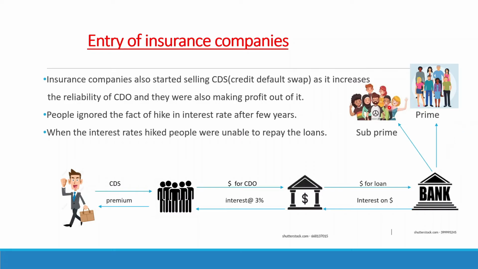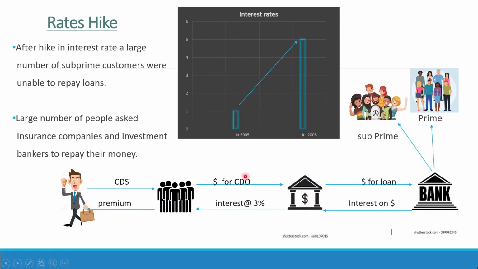This was simple, as the loans were provided to subprime customers also, so the people were unable to repay the loan. So moving ahead, rates hike. After the hike in interest rate, a large number of subprime customers were unable to repay the loan, as in around 2005 the interest rate was 1%, and in around 2008-9 the interest rates went up to 5%.